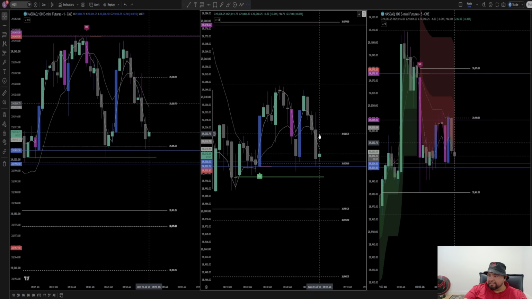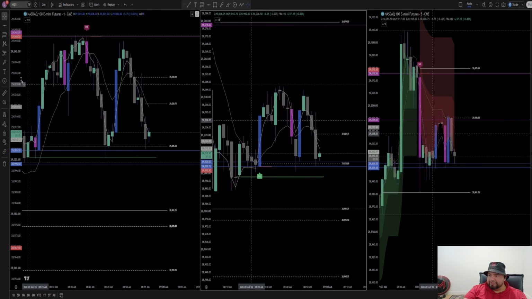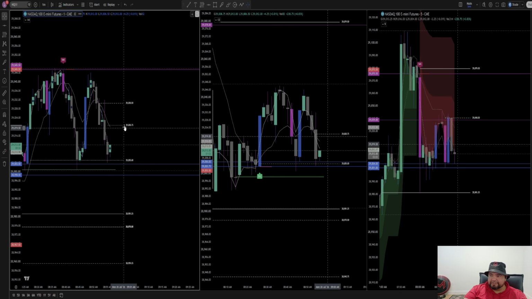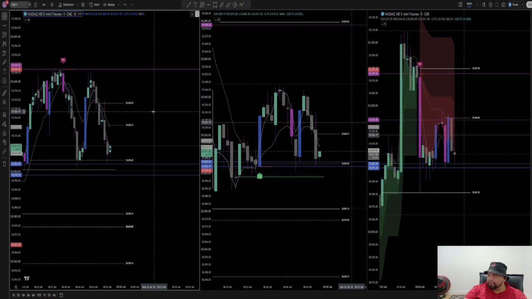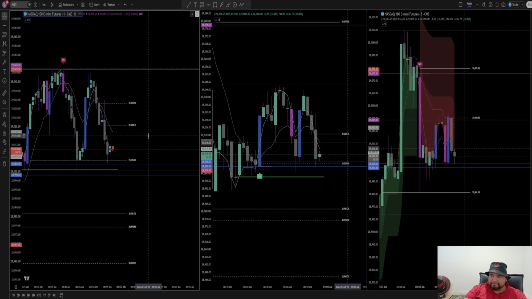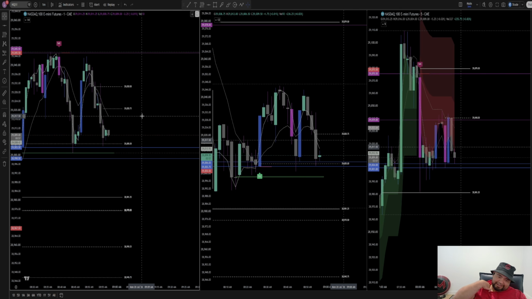Right, you got another level at 29.20. It's like kind of building a compression zone, right? It's starting to coil the closer we get to 9:30. Let's see what happens at 9 o'clock. Because 9 o'clock brings in a tiny bit of volume, but the real volume comes in obviously at 9:30.